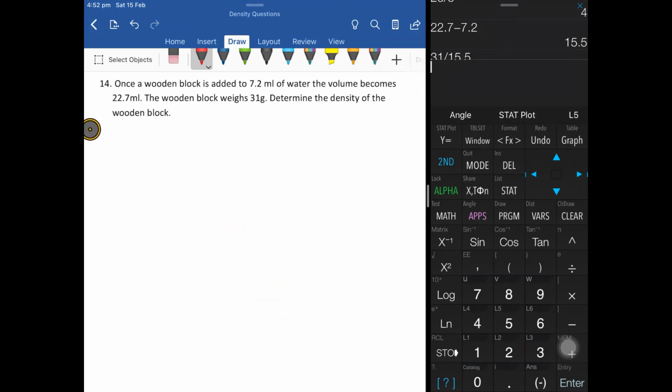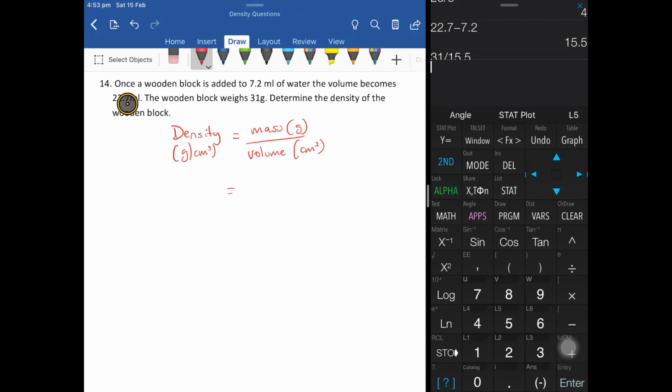Let's have a look at another question that uses the displacement method. Question 14 says, once a wooden block is added to 7.2 milliliters of water, the volume becomes 22.7 milliliters. The wooden block weighs 31 grams. Determine the density of the wooden block. So density, again, is measured in grams per centimeters cubed, and it's equal to the mass in grams divided by the volume in centimeters cubed.